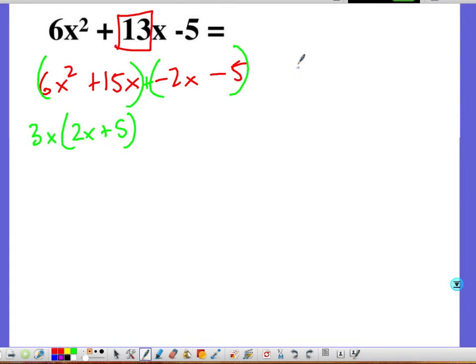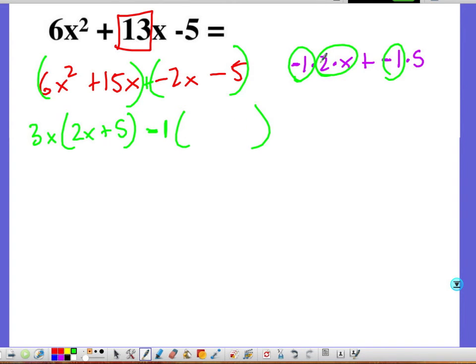Alright, so let's go ahead and break this one down. So negative 2x can be broken down as negative 1 times 2 times x, and then negative 5 can be broken down as negative 1 times 5. Let's take a look at what they both have in common. They both have a negative 1, and that seems like that's it. So that means that my negative 1 goes outside the parentheses, and whatever's left over is going to be inside. So we have 2x in there, and then we have plus 5. There we go.